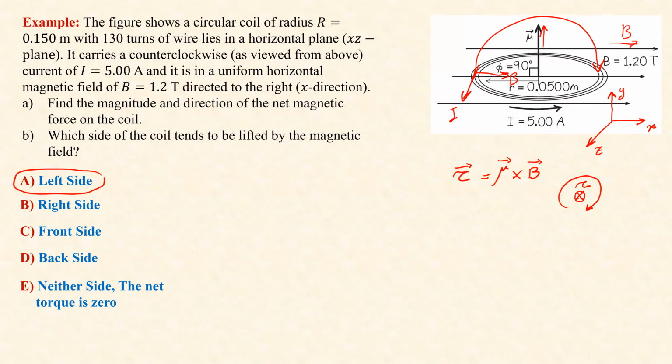Now you can think about the force acting on that part of the loop. You can think of it that way too. So we said that the force is I L cross B, or dF, let's say, I dL cross B. dL is in the direction of the current, right? So if you put your fingers in the direction of I, turn into B, your thumb shows the force.